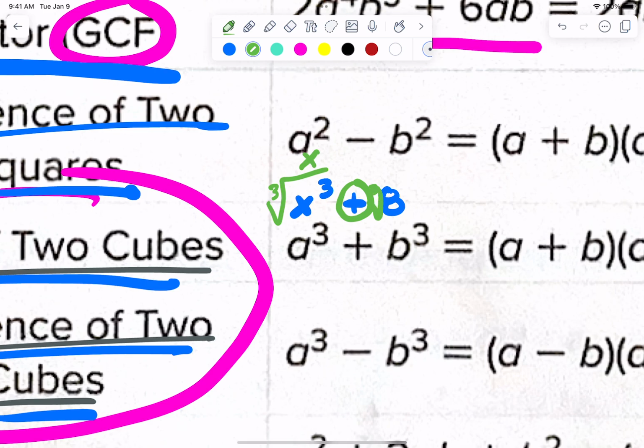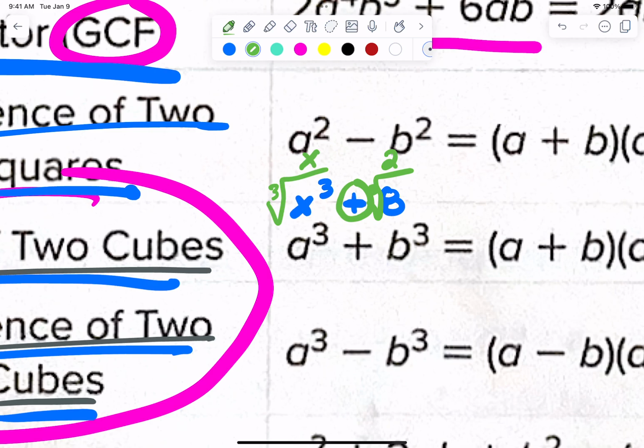Can you take the cube root of 8? What times itself 3 times will give you 8? Well, 2. 2 to the third power is 8, right? So these are 2 things that are cubed. X cubed is x cubed. 2 cubed is 8. And I have a sum, or a plus, in between them. Do we see how that works? That's a sum of 2 cubes.